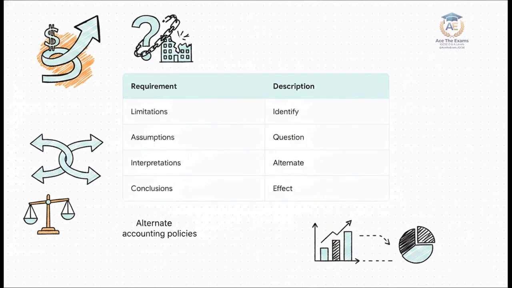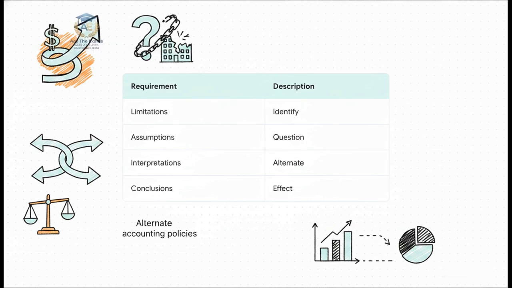Row 1, identifying limitations. If you are deploying the historic cost concept in an argument, you must simultaneously point out its limitation, namely that in times of rampant high inflation, the balance sheet value of an asset becomes completely unrealistic and arguably useless to an investor. Row 2, questioning assumptions. Are we absolutely 100% certain the going concern assumption is valid if the stimulus material mentions the company just lost its single biggest client? You have to play devil's advocate.